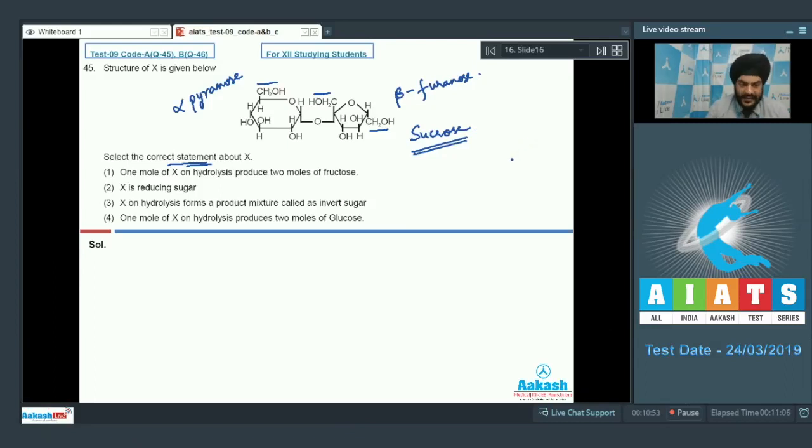And let us now look at the statements given about X. So option 1 says 1 mole of X on hydrolysis produces 2 moles of fructose. This is incorrect, students. It produces 1 mole of fructose and 1 mole of glucose. X is a reducing sugar. This is also incorrect, students. The hemiacetal is involved in the glycosidic linkage formation, so it is not reducing in nature. If you look at the third statement now, X on hydrolysis forms a product mixture called invert sugar. This is correct, students. X is sucrose, and on hydrolysis it is going to form alpha-D-glucose and beta-D-fructose.